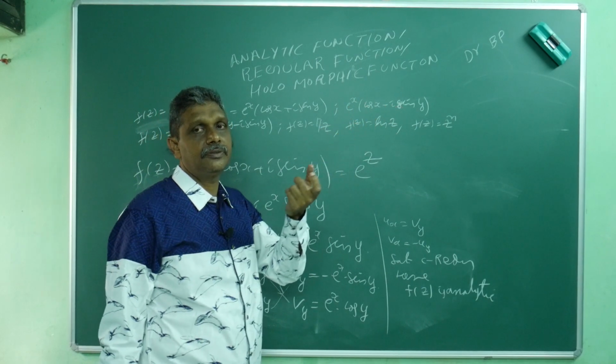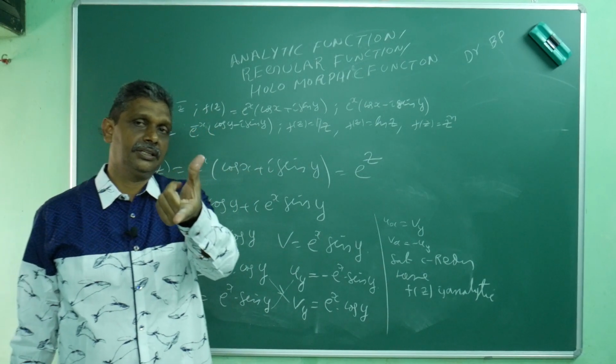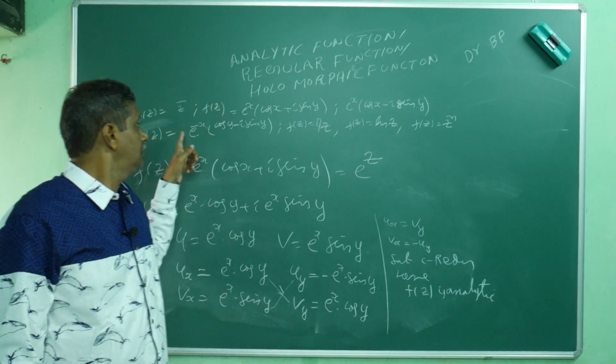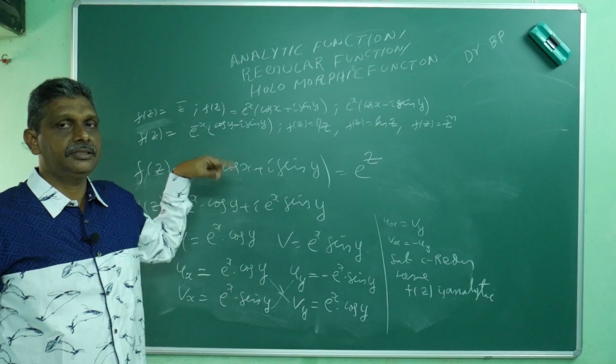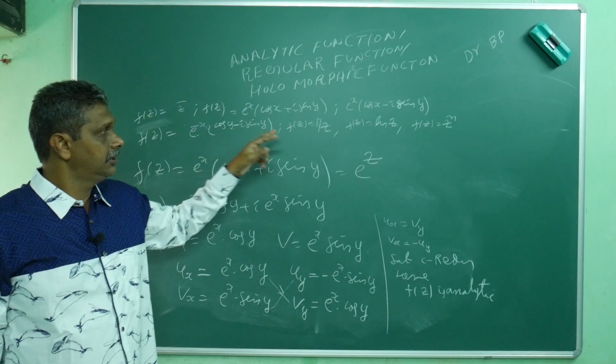E power z bar means what? E power x minus iy, that is e power x into e power minus iy. E power minus iy means what? Cos y minus i sin y. They may also give e power minus z, that is e power minus of (x plus iy), which is e power minus x into e power minus iy. Same story.